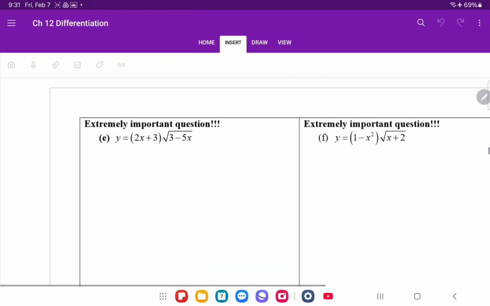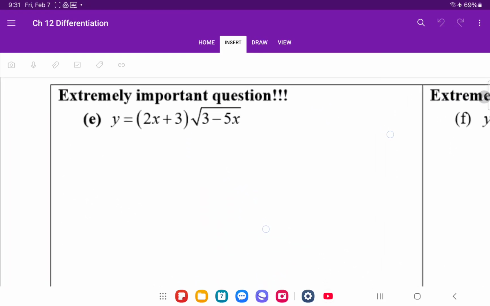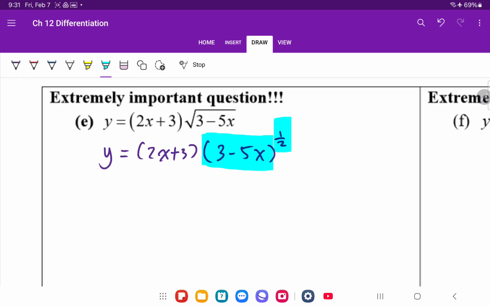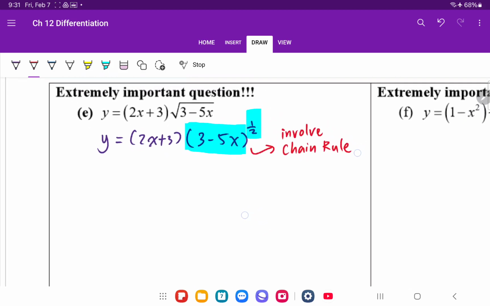Parts E and F. Now these are extremely important questions because these are the ones that are commonly tested for the N levels. Now, to do this question, we must first handle the one that has a square root. So y equals 2x + 3, and you need to rewrite the next term as (3 - 5x)^(1/2). Now, the moment I see a bracket and the power, this tells me that later on, I will need to involve chain rule. Okay? Now, let's begin the differentiation.